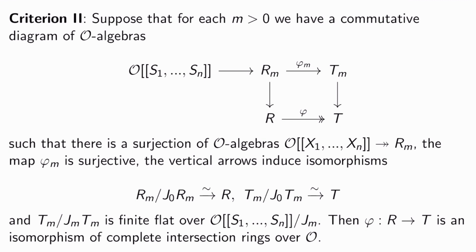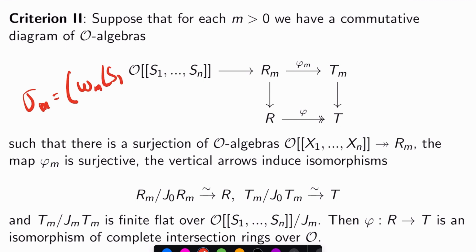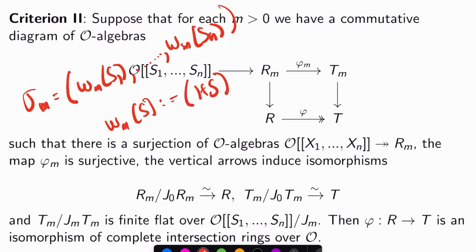Okay, so I didn't write it here, but let me write it in. So J_m is the ideal in O[[S_1 through S_n]] generated by omega_m(S_1) through omega_m(S_n), where omega_m(S) is the polynomial (1+S)^(p^m) - 1. Maybe, in this case, it would be L, because we're using L instead of p. Okay, so we have that.